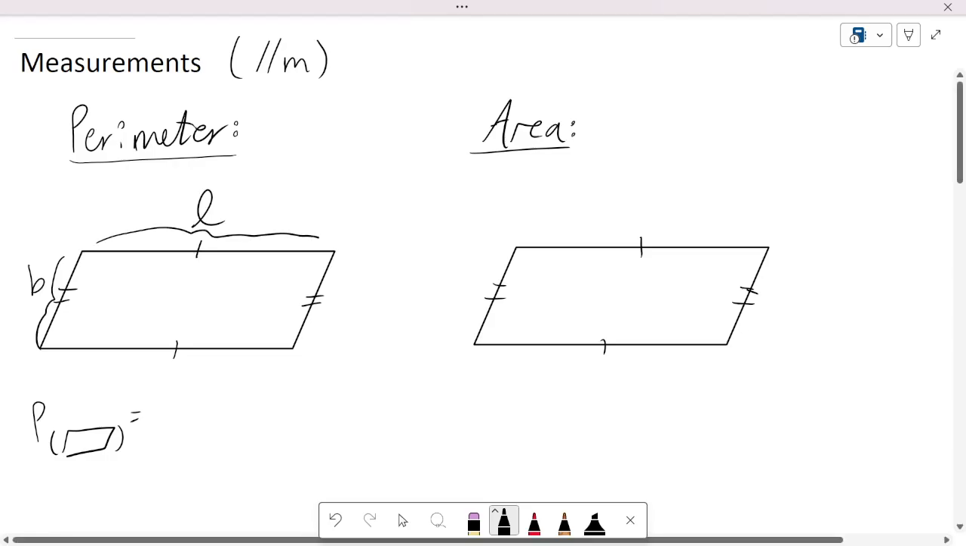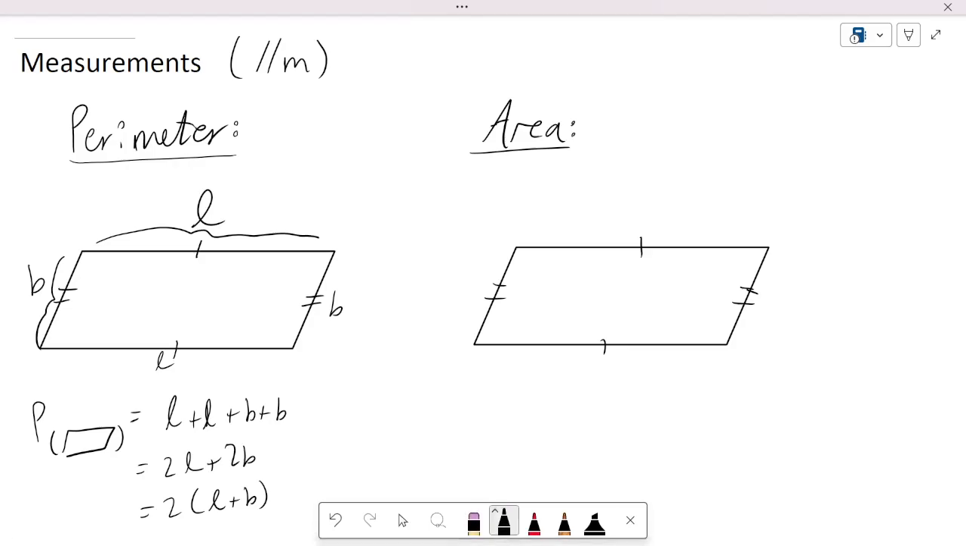So we're just going to add all of them together. It's the length, and this would also be the length over here. This would also be the breadth, because of their equal sides. Length plus breadth plus length plus breadth, which can be equal to 2 length plus 2 breadth, or it could also be equal to 2 into length plus breadth. So this is basically the same as the rectangle, because once again, it follows the same properties as the rectangle, and that's why you need to know the properties of your shapes.